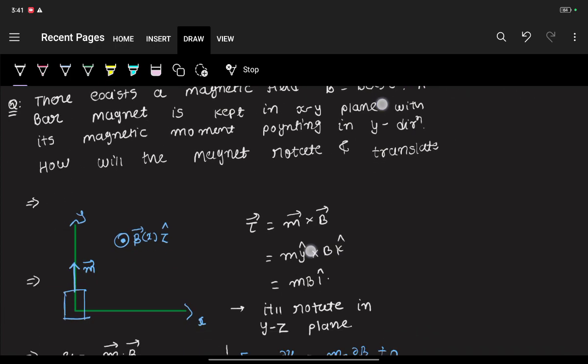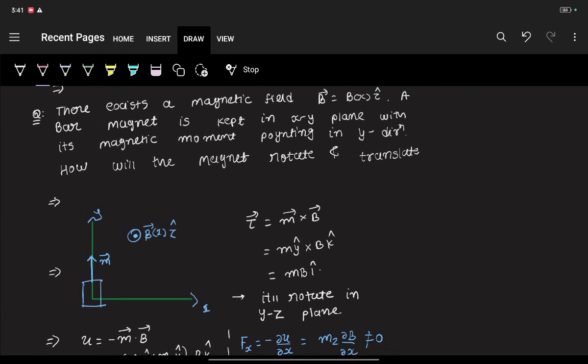Moving on to the next question. This question was from EMT. There exists a magnetic field. A bar magnet is kept in the xy plane with its magnetic moment pointing in the y direction. How will the magnet behave: will it rotate and translate?